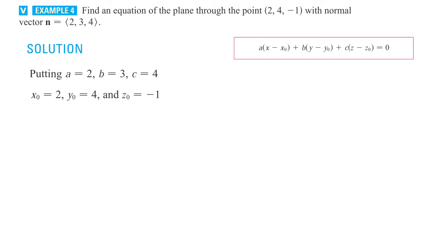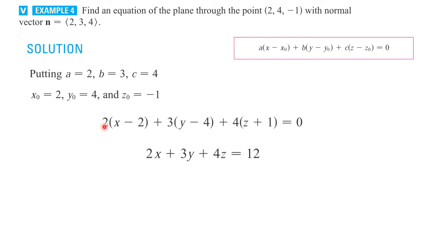Put all these values here. 2(x - 2) + 3(y - 4) + 4(z + 1) = 0. Simplify it and we will get the equation of the plane as 2x + 3y + 4z = 12.